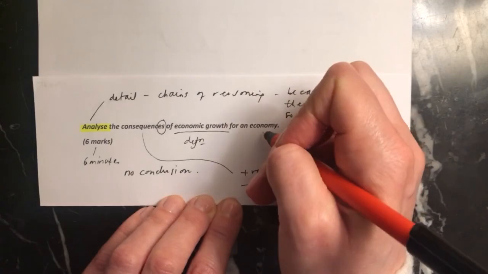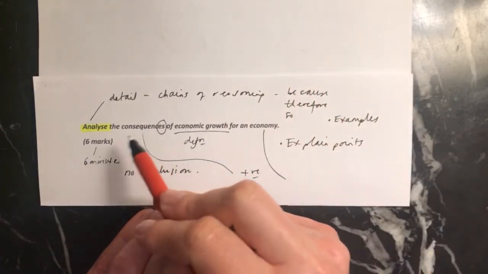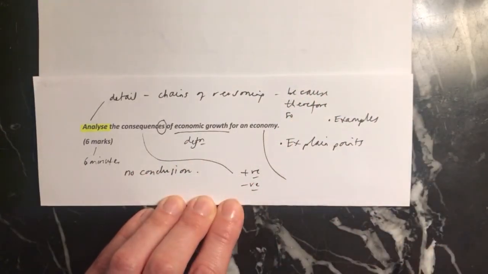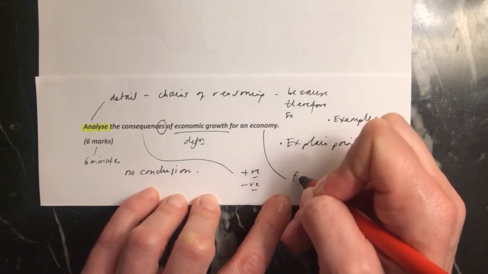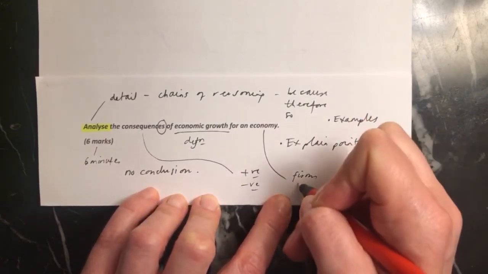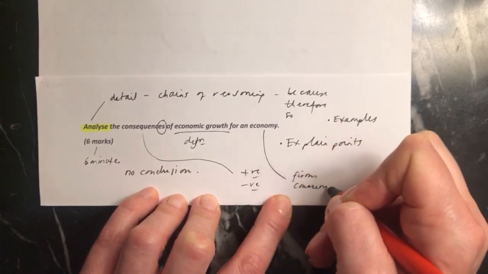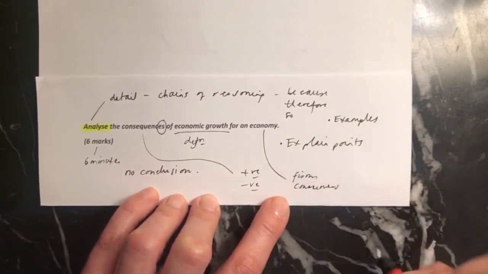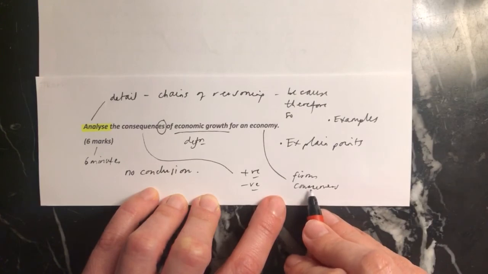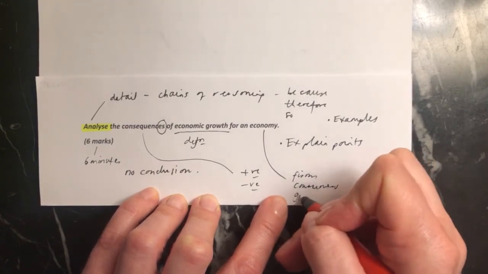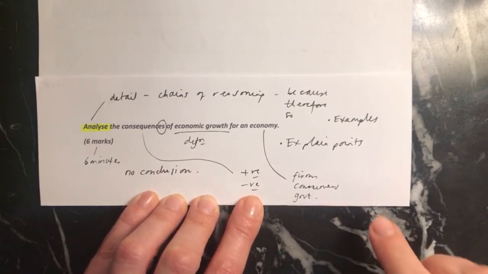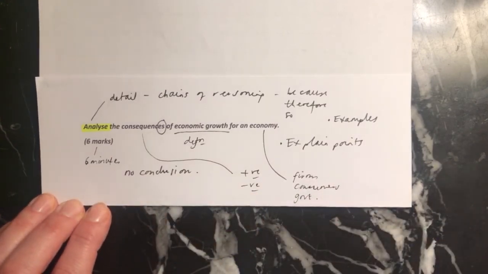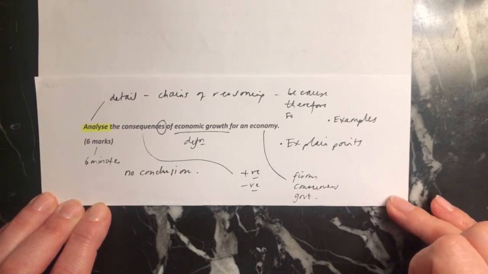And the last point is, because it says the consequences for an economy, this is very general. You can talk about the impact on firms, you can talk about the impact on consumers, but probably I would just talk about the impact on the whole of the country. The government would be the other economic agent, but you can just talk in general about the whole of the economy. The next video will go through an answer to this question.